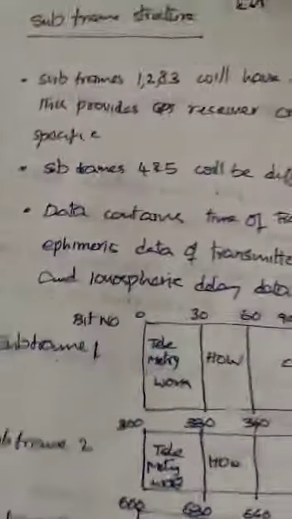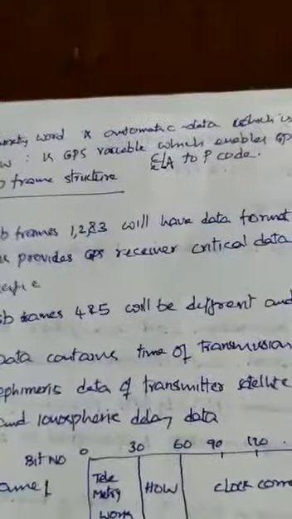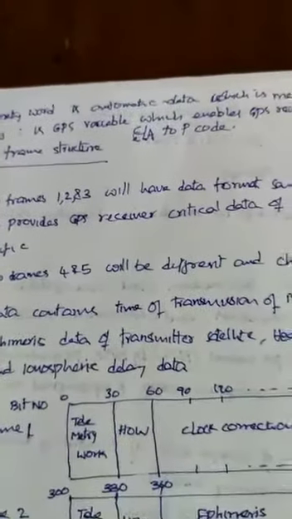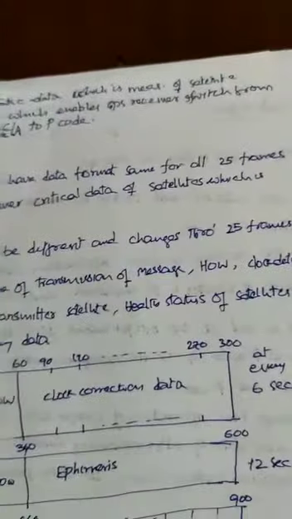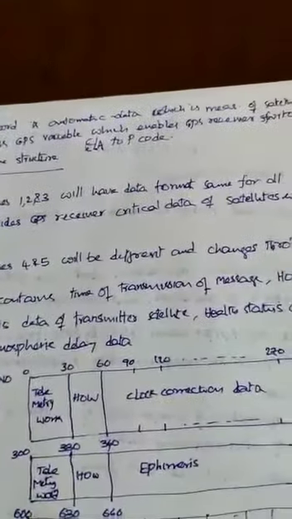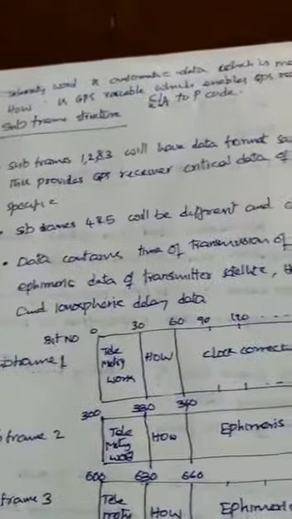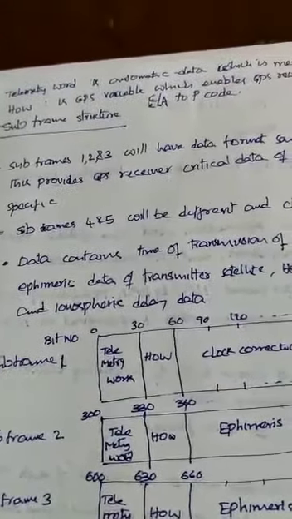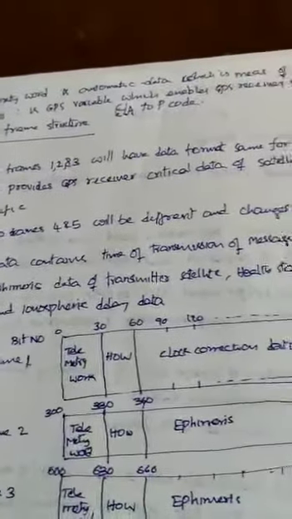Now let us consider, as I said, the handover word is nothing but a GPS variable which enables the GPS receiver to switch from the C/A code to the P code. Switching is done using the handover word. Those details are given in this particular figure.